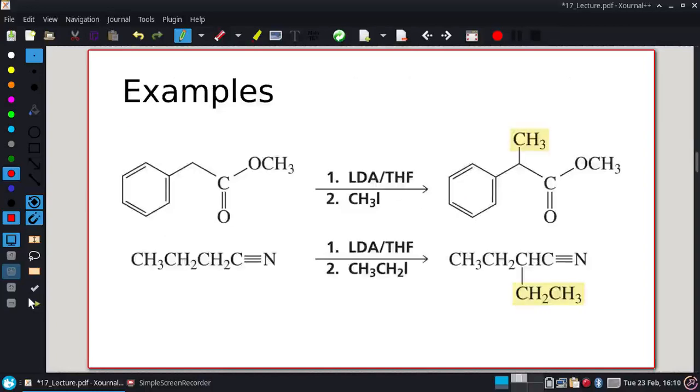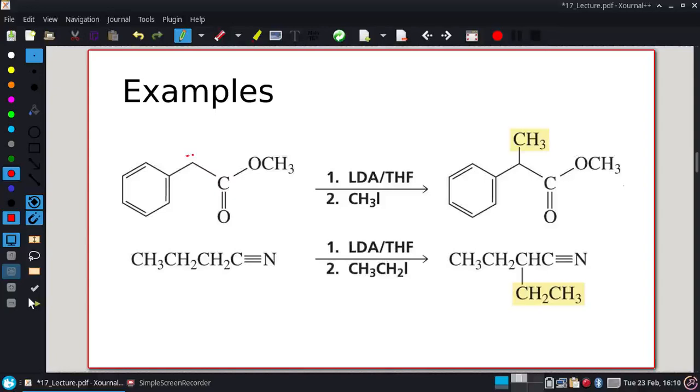Now what we can do to limit it, so if we only want to put a single R group on there, we can use LDA, because for every one LDA to our alpha position, we will make one enolate. So that one enolate, we actually just put enough of our alkyl halides in there to add just that one group on, and we can get a nice single substitution.